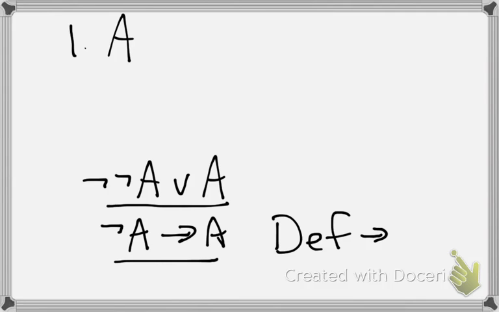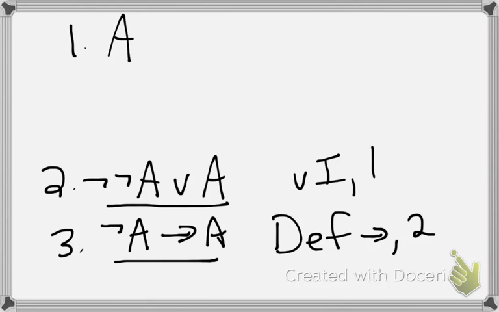And then once we see that if we had not A or A, then we could get what we want, it's very easy to see how we're going to get not A or A. We're going to get that from A by or introduction, on line 1. And so there's a cute little proof that can turn a single letter into a conditional.